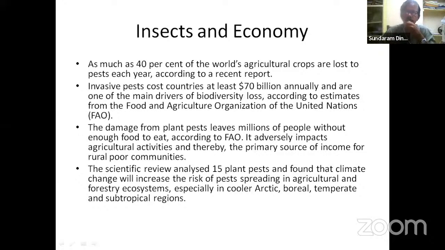Whenever people started doing agriculture, the insect population went up. Wherever food is available more, automatically the insect population will be more. In that case, of course, diversity was already there, but the abundance came after humans practiced agriculture. That is the main reason for the booming of insects across India or across the world. Not only that, I have been talking about invasive pests.